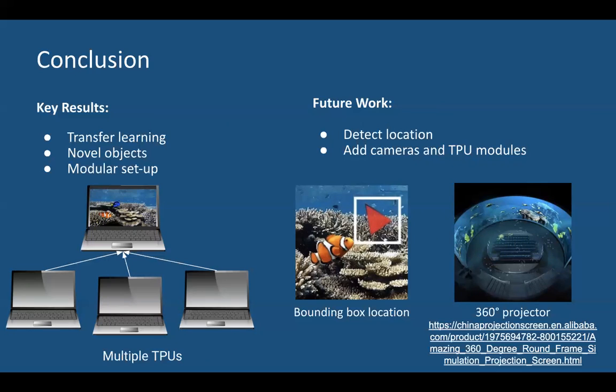to expand the exhibit. In the future, we would like to modify our classification model so that it not only identifies the object on camera, but also detects its location in the scene to make the exhibit more interactive. We would also like to add more cameras, projectors, and TPU modules to make the exhibit more immersive so it can cover an entire room instead of just one section of a wall.